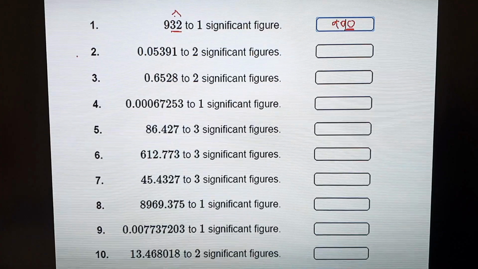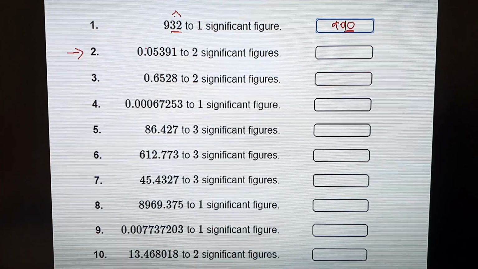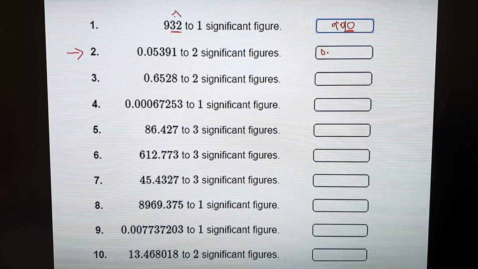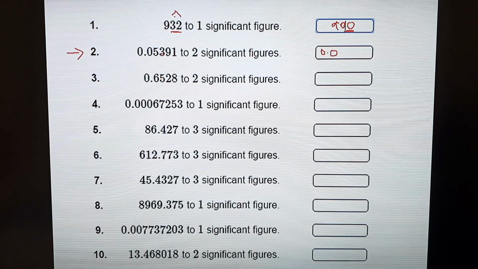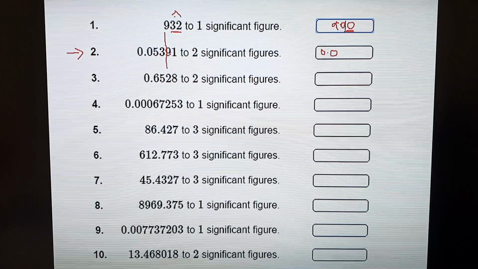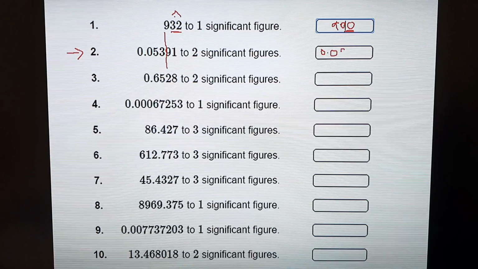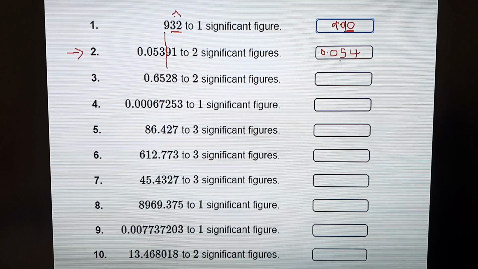Let's round this second one to two significant figures. So the first two numbers are not significant, so they don't count as part of the significant figure count. Then we have 5, 3. Now the 3 we round to a 4 because of the 9. We basically stop writing at this line, so we don't write anything after this line. Now the 9 makes the 3 a 4. So to two significant figures, it'll be 0.054.